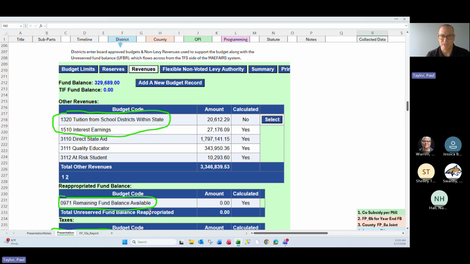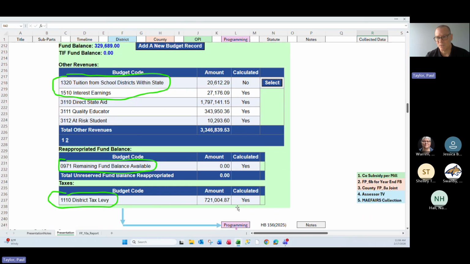So just a couple things I want to point out. We start with the TFS to determine any non-levy revenues that may flow across, and also to determine how much fund balance is going to be unreserved by the district to help fund the levy area for what they're actually going to send the levy need to the county for. So now I'm still collecting things, talking about TFS Mayfair's collection items. Did I get that right, everybody?